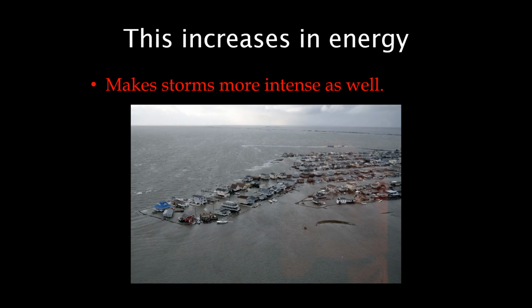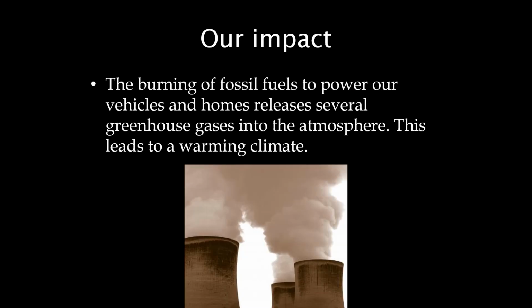I believe that this picture was taken from Superstorm Sandy. Superstorm Sandy caused loss of life and massive flooding, and those storms had more energy in them because as temperature increases, the amount of energy in the atmosphere increases. So wind, which includes hurricanes, tornadoes, monsoons, those all get more intense as the climate temperature specifically increases.